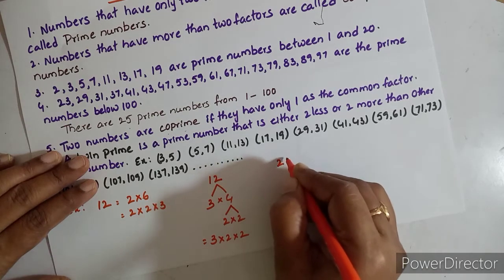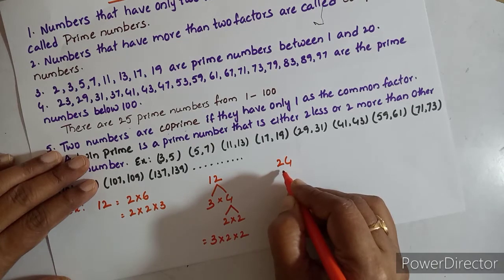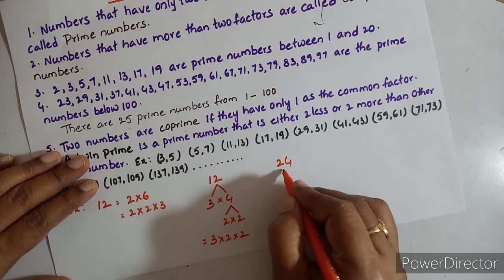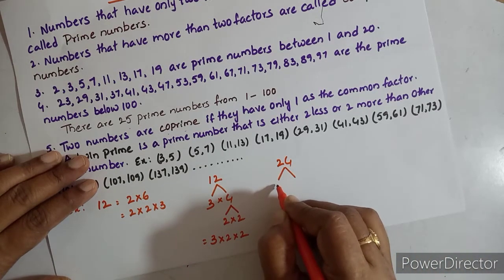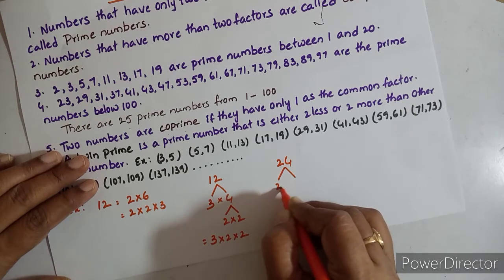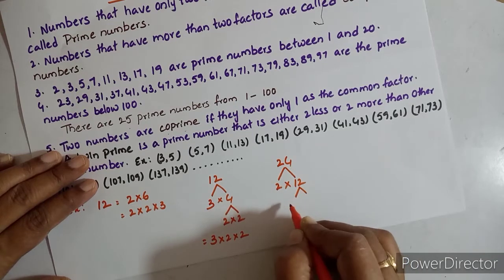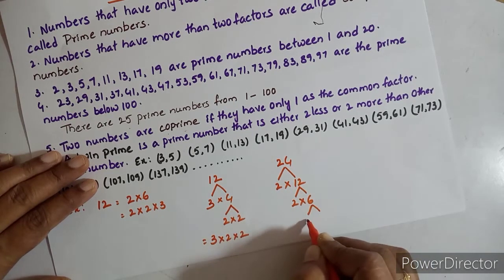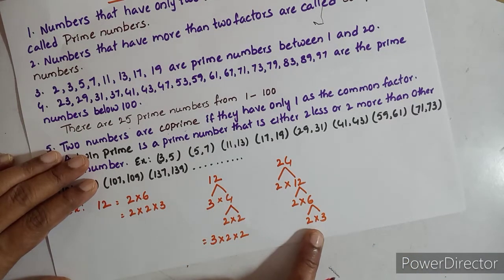So 24 also can be written as the product of prime numbers, which is called prime factorization by using the factor tree method. You better start with a prime number as the product of the prime number, which is 2 into 12, and this 12 is not a prime number, so you can go with 2 into 6, and 6 is not a prime number, you can write it as 2 into 3. Now easily you can find all the prime numbers over here, 2, 2, 2 and 3.